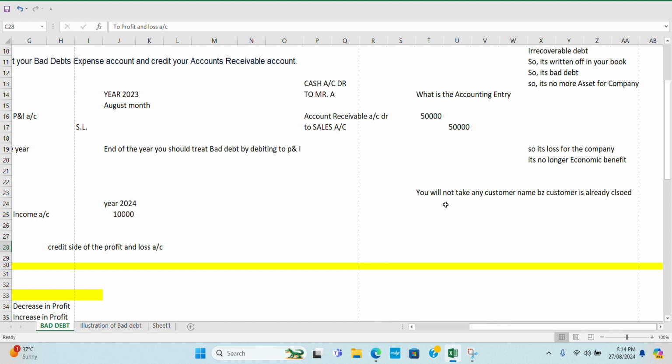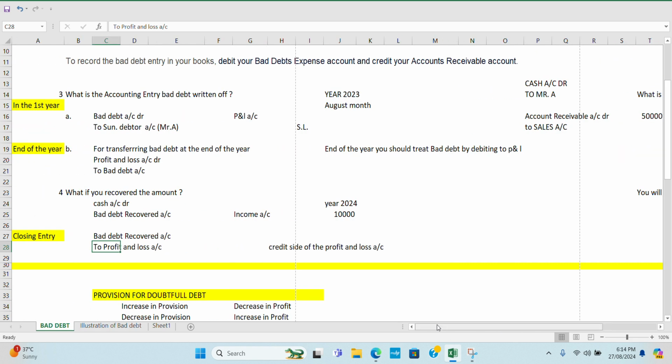You will not take any customer name, because the customer is already closed. Why are we not taking any customer name over here? Because the customer is already closed. This particular customer is already closed for 50,000, so don't take his name. Make a separate account called bad debt recovered under income. So while closing, make bad debt recovered account debit profit and loss account.